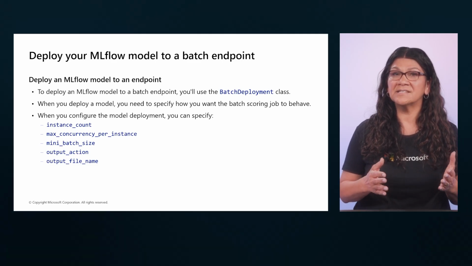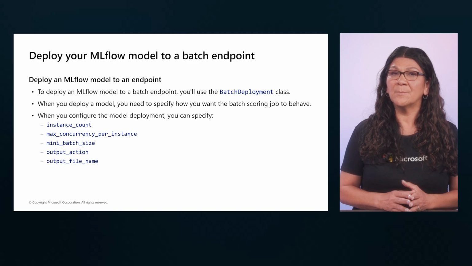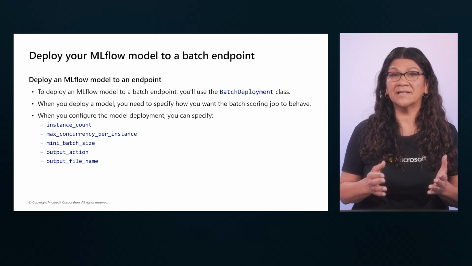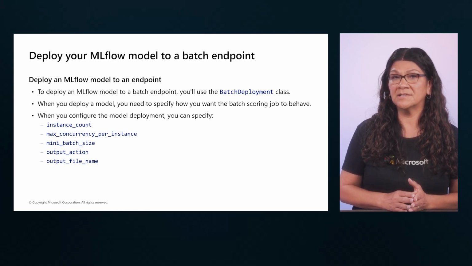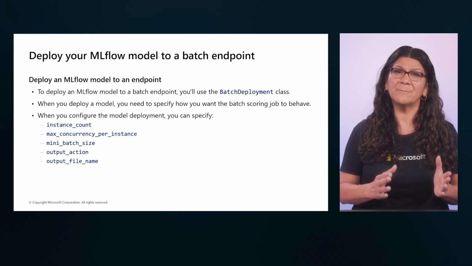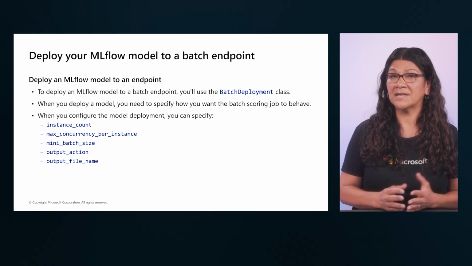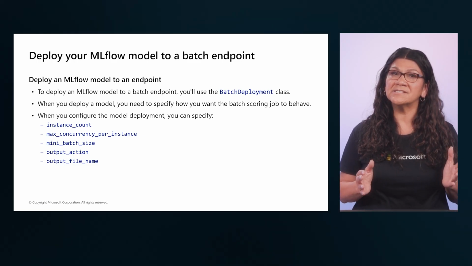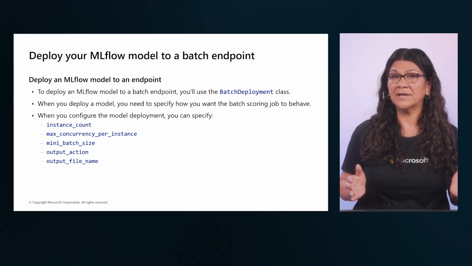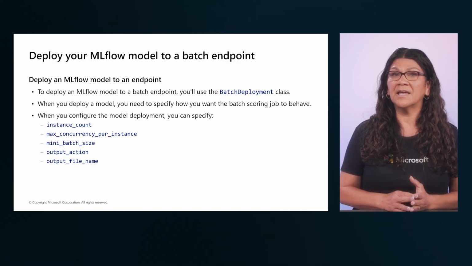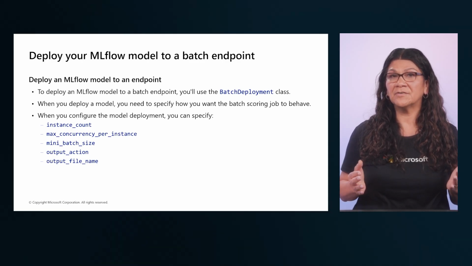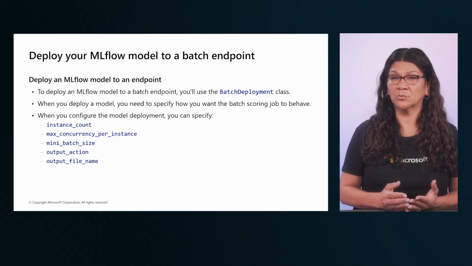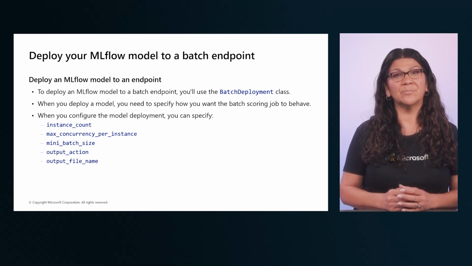Instance count sets the number of compute nodes. Maximum concurrency per instance controls parallel runs per node, and mini batch size defines how many input files each run processes. Output action decides whether to return a summary or append predictions, and output file name specifies where those results are stored. Here's a pro tip.